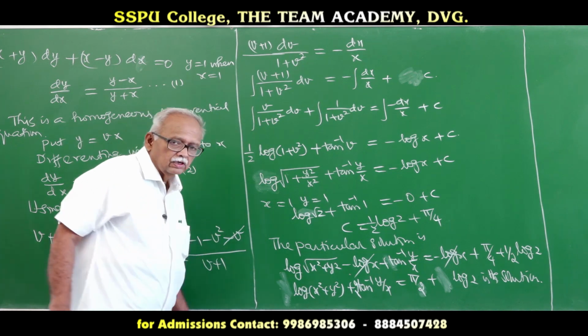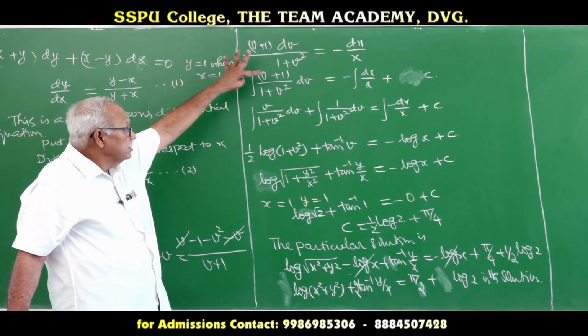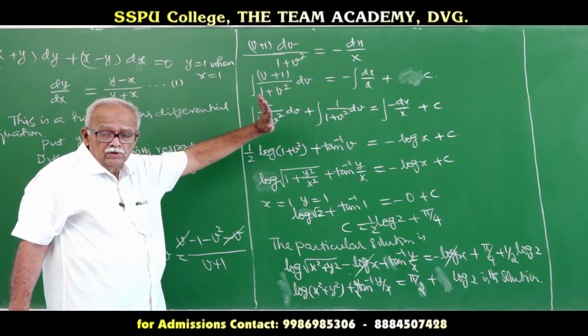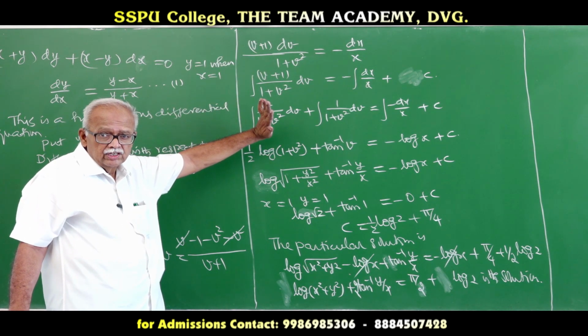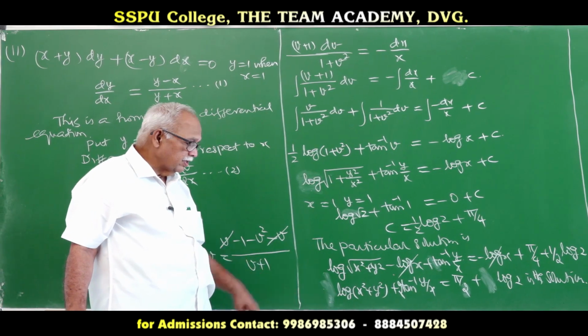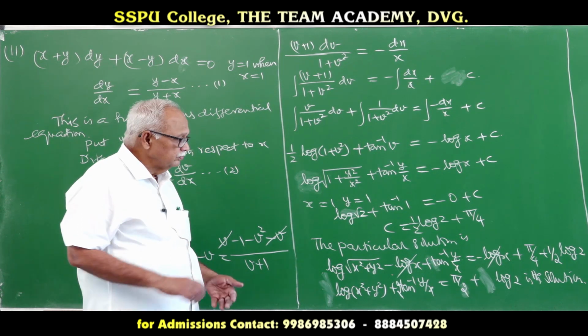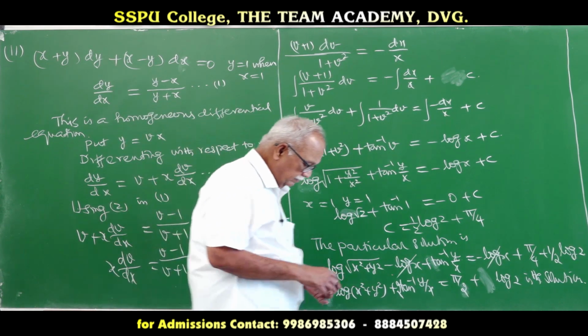So, here integration is the only important thing. You can see (v plus 1) by (1 plus v square). If you do the integration without any mistake, then we will be getting the correct solutions. Log of (x square plus y square) plus 2 tan inverse of y by x is equal to pi by 2 plus log 2. Okay. Next question we will see.